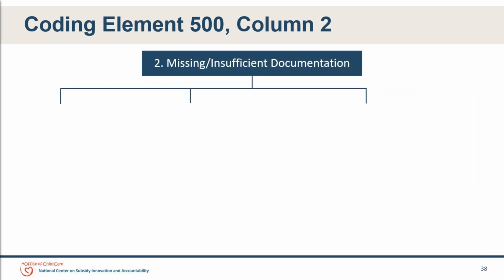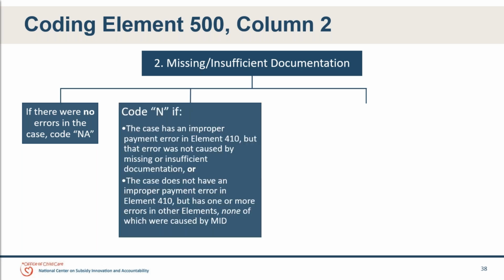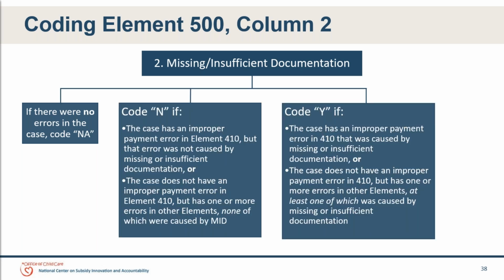Item 2, missing or insufficient documentation. If there were no errors in the case, if you coded item 1 as 0, no errors, you're going to code NA here. Code N if there was an error and it was not caused by missing documentation, and code Y if there was an error that was caused by missing documentation.